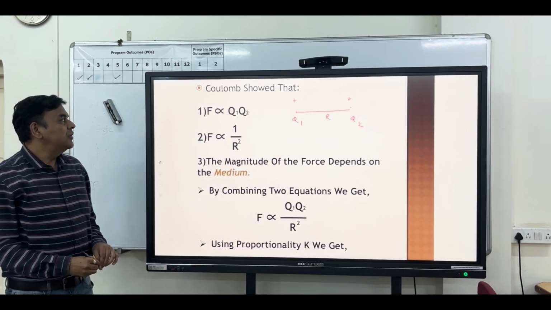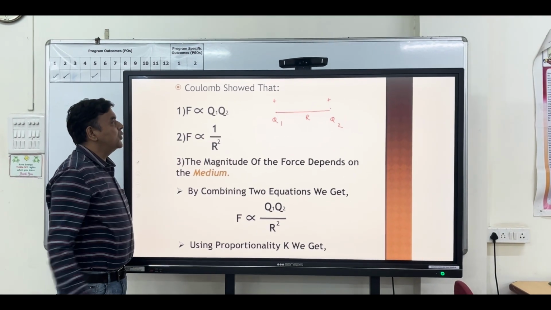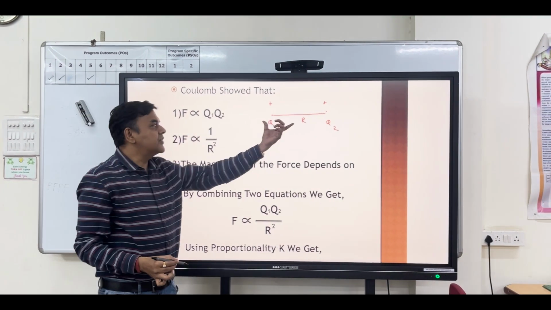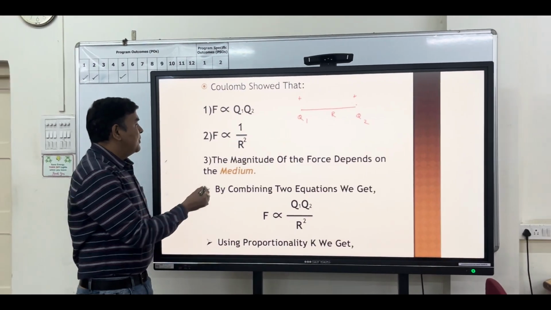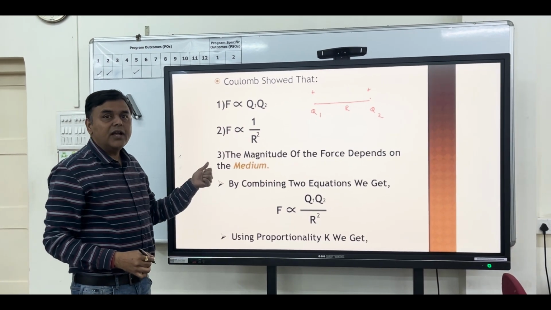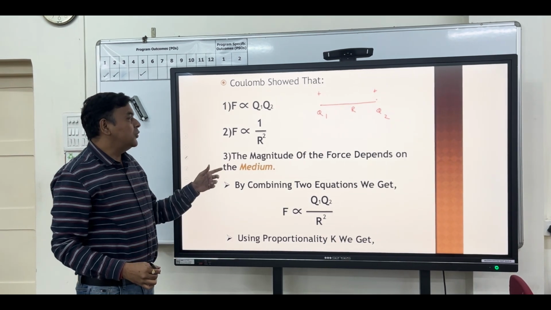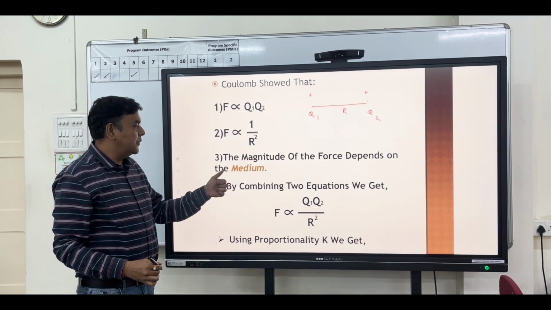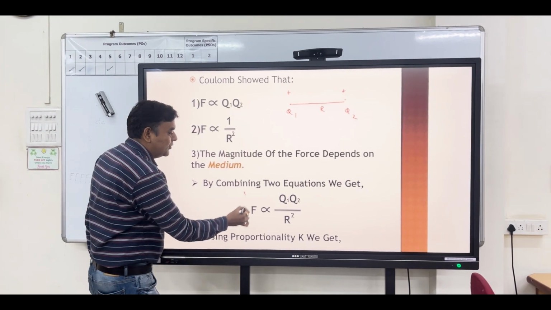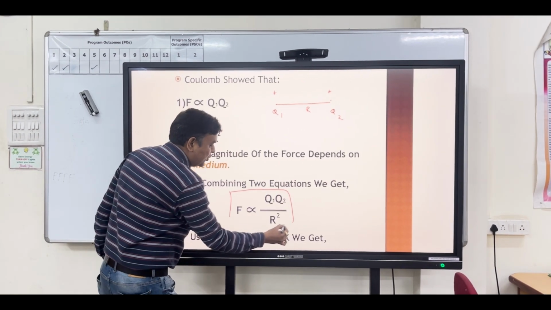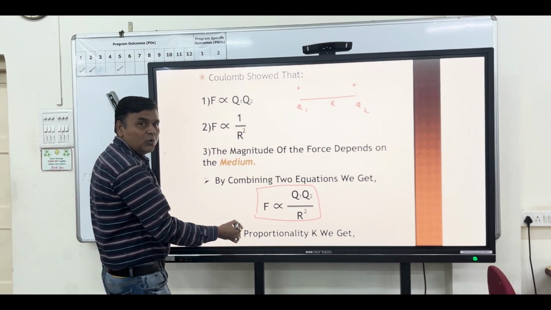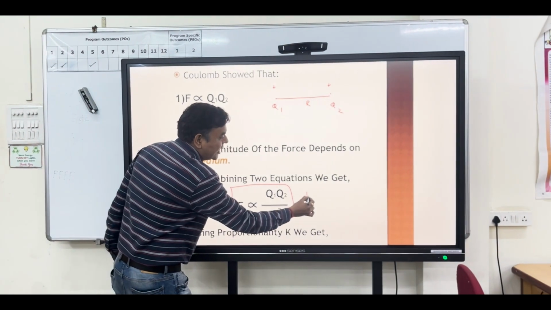Then we can find out the force F is directly proportional to Q1, Q2 and it is inversely proportional to the square of distance between the point charges. Again, this force depends upon in what medium you have kept the charges. The magnitude of the force also depends on medium. So combining these two equations, I can say that this force is directly proportional to Q1, Q2 upon R square, and we can use the constant of proportionality as K over here.